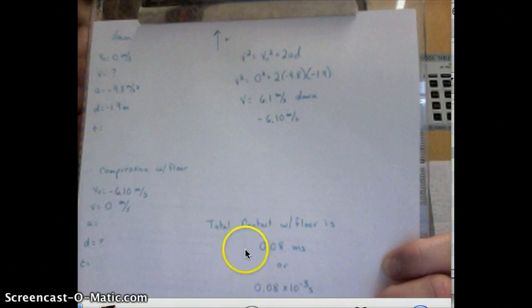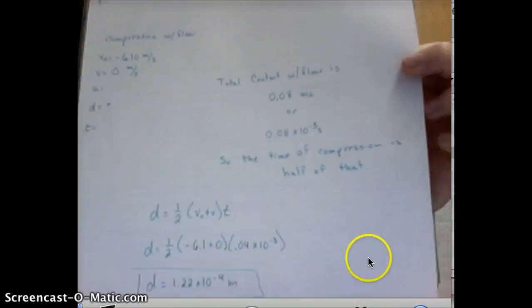It's in contact with the floor for 0.08 milliseconds, or 0.08 times 10 to the negative 3 seconds. What this means is that half of that time is compressing the ball, and the other half is uncompressing the ball. I took half of that time. So basically I'm saying that the ball is being compressed for 0.04 milliseconds.